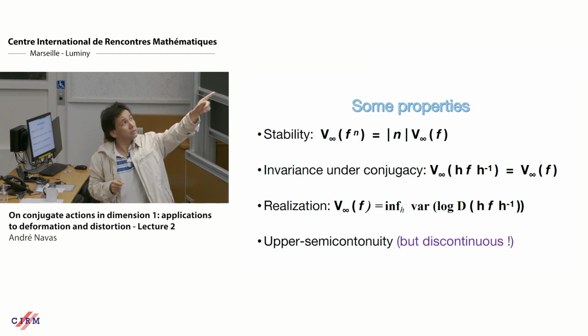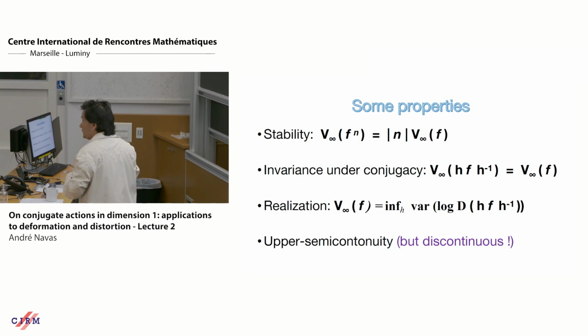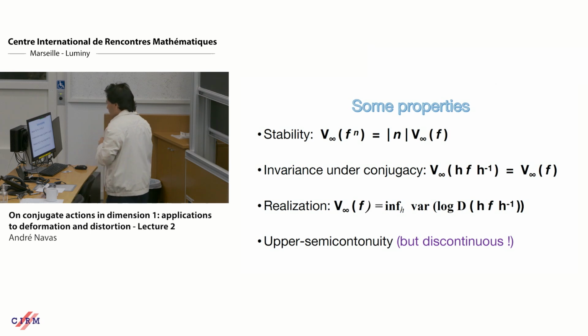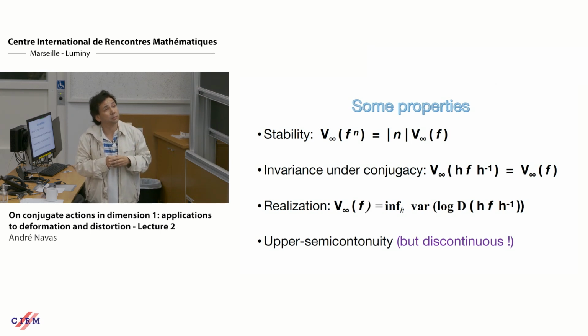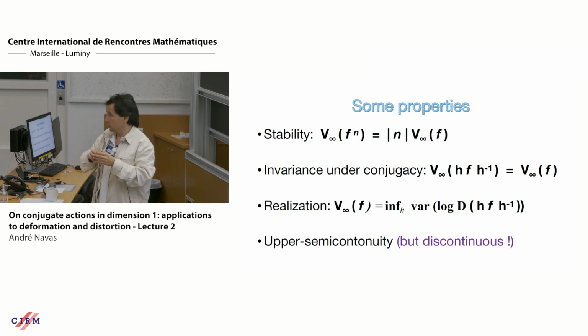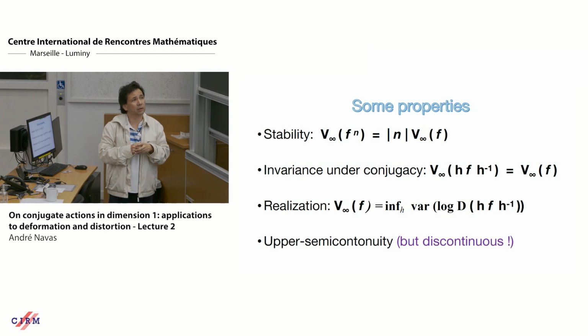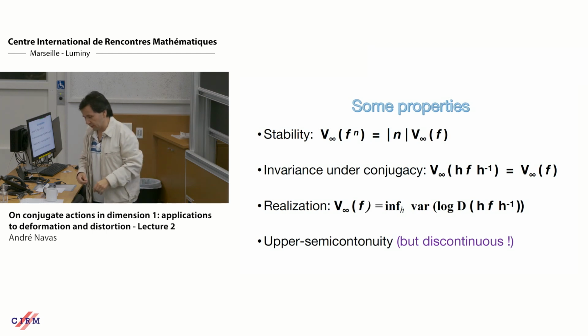And the conjugates you take for this realization result here are just the same that I showed before. Okay? The very same formula works. And there is a nice thing here that I will discuss maybe tomorrow, is that this asymptotic variation is a function in the space of diffeomorphisms. It is not continuous, but it is upper semi-continuous. Semi-continuity, there is a mistake there. Okay.